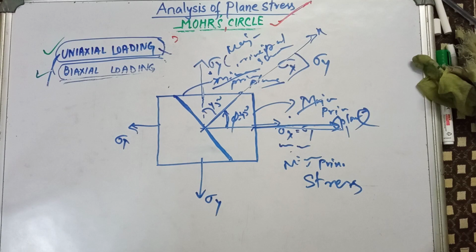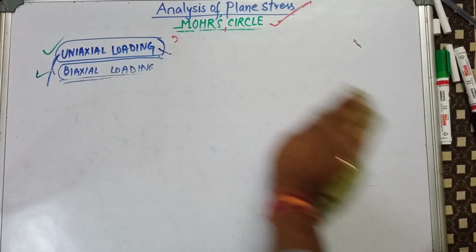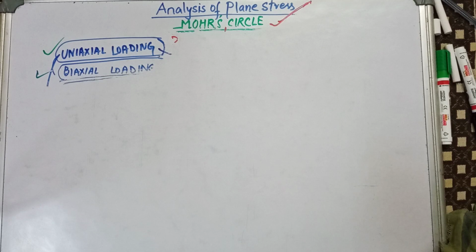So let us move directly to combined loading first. But first of all, we need to understand the situation where there will be combined loading. I have told you how a material can be subjected to uniaxial loading in UTM. But how can a material be subjected to combined loading? Combined loading.